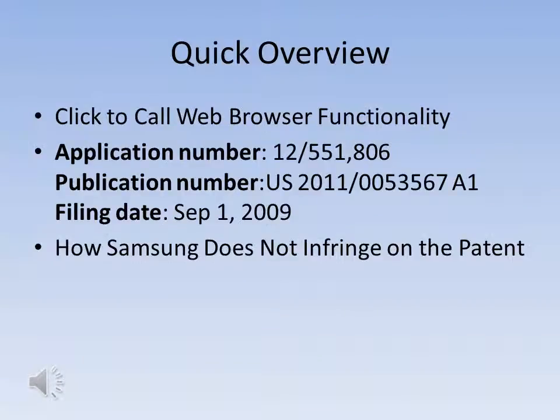To give a quick overview of the click-to-call web browser functionality patent, this patent basically allows users to click the number on the web browser on smartphones to automatically dial the number. The patent number is 0053567, and it was patented by Apple on September 1st, 2009.